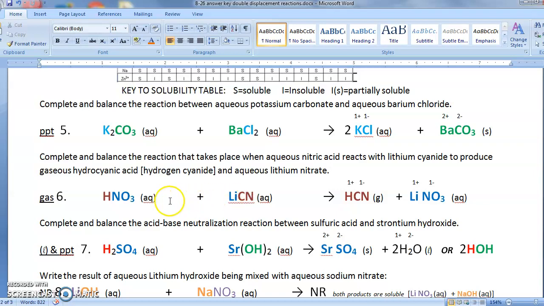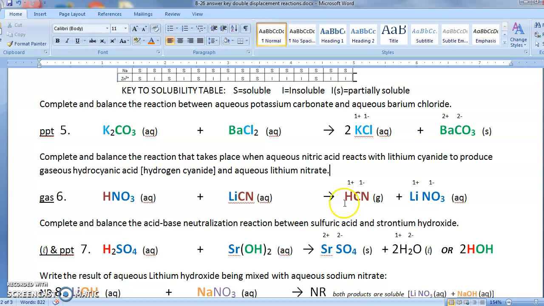And when we mix these two solutions, being one of our 6 strong acids, nitric acid will dissociate 100%. The H pluses will break off, leaving the NO3 minuses floating around. And we're mixing it with Li pluses and CN minuses. It's quite conceivable when these ions are all floating around that these H ions will bump into the CN minus ions. And when that happens, we make HCN.